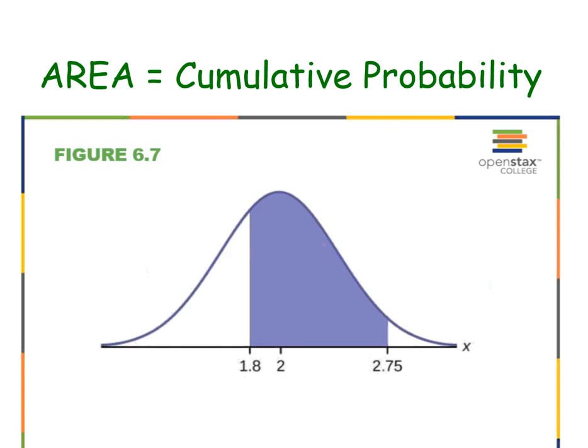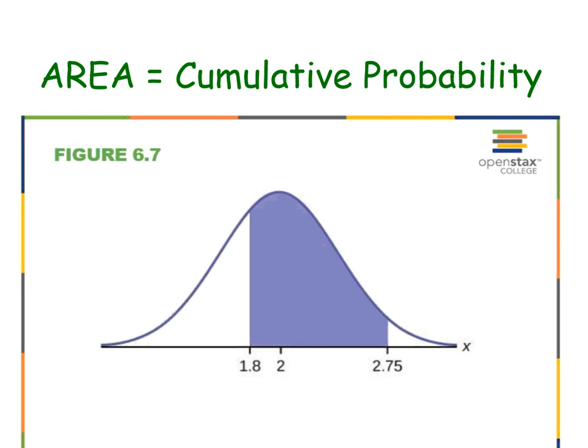So now area is going to represent cumulative probability. So we're not actually using the bell itself to find our probabilities, but we're using the areas underneath the bell. And the horizontal axis represents your random variable. And when you want to know what's the probability in this example that my random variable will fall between 1.8 and 2.75, for instance, then I would want to know this area shown here. So how do we find an area like that?